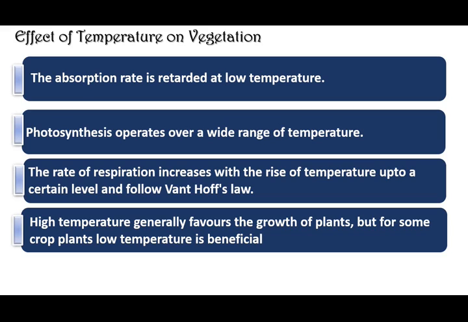High temperature gradually favors the growth of plants, but for some crop plants, low temperature is beneficial. If the temperature range of winter varieties is lowered up to 0 degrees Celsius to 5 degrees Celsius, the seed sown in the spring will grow luxuriantly and the plant will mature and flower at normal time. This process by which the temperature range of the plant is lowered in order to get an early crop is called vernalization. This is commonly practiced in cold countries.